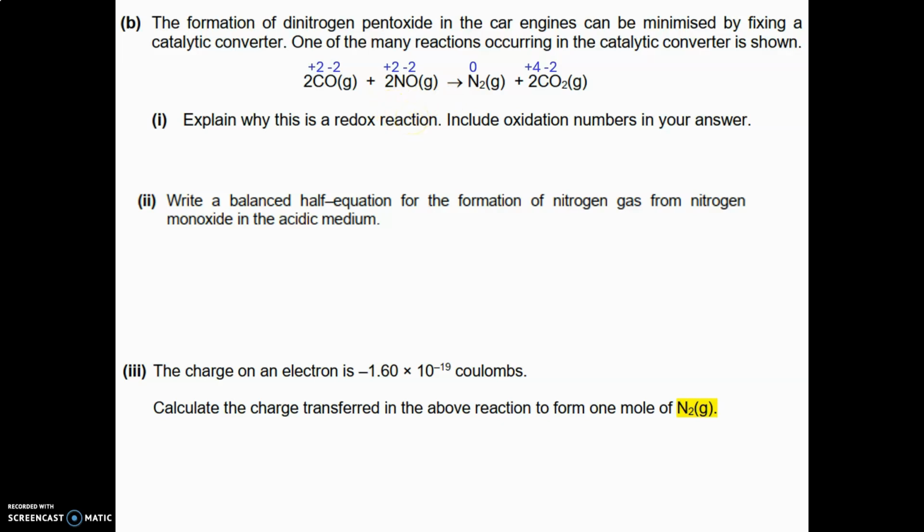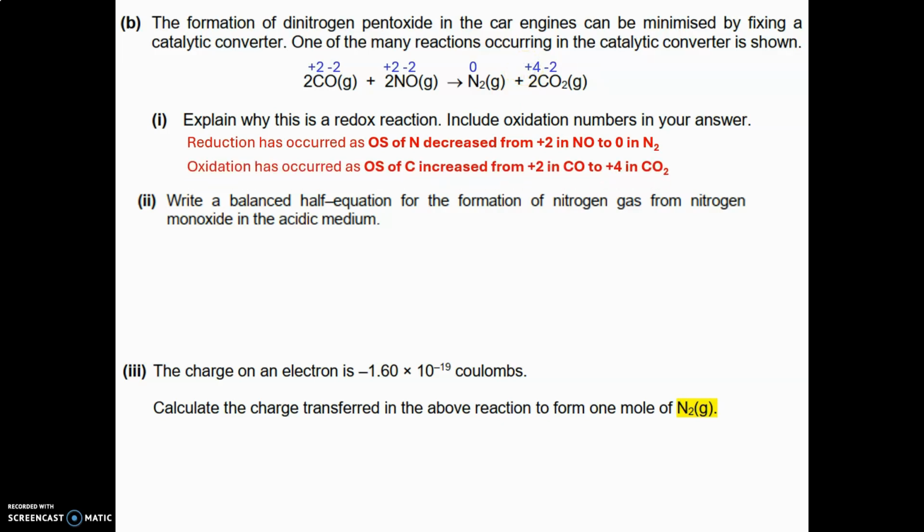So first thing, you need to identify where is the reduction, where is the oxidation. So there is reduction because the oxidation state of nitrogen decreases from +2 in NO to 0 in N2. Second thing, there is oxidation because the oxidation state of carbon increased from +2 in CO to +4 in CO2. So since reduction and oxidation have occurred at the same time, this is a redox reaction.